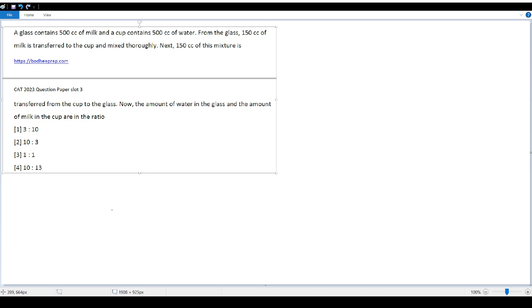A glass, sir, contains... is to 1. Right. I think it is 1:1. Yes. That's right, Ishika. It's 1:1. Very good. Okay. Anybody else able to do it?